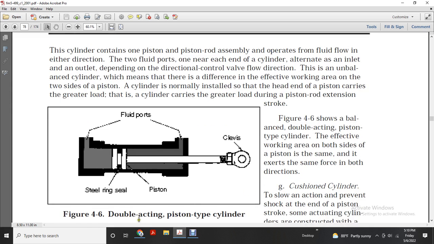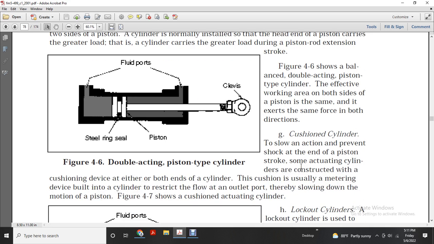Figure 4-6 shows a double-acting piston type cylinder: clevis, piston, steel ring, seal, fluid ports. It is a balanced double-acting piston type cylinder, with the effective working area on both sides of the piston the same, so it exerts the same force in both directions.